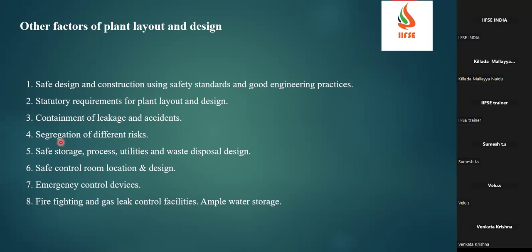And safe control room location and design, then emergency control devices, firefighting and gas leak control facilities, and ample water storage. So it is about firefighting and also gas detection. If you are using any specific gas which is toxic or carcinogenic or poisonous, in case of any leakage we should be able to detect it at an early stage, and also we should have enough water for suppression in case of any fire incident.